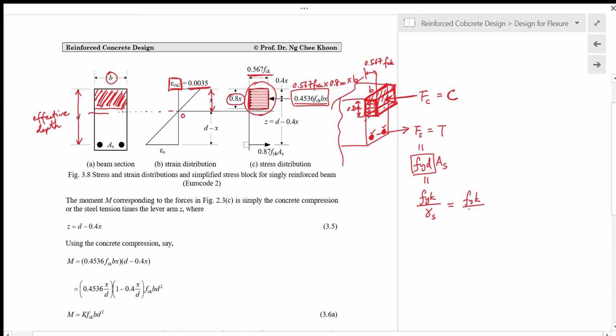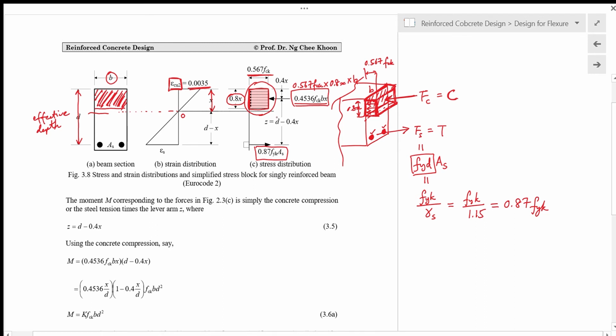So this is equal to Fyk divided by 1.15, so it is 0.87 Fyk. Okay, so meaning that Fyd times As will be equal to 0.87 Fyk As. So that is the basis of all the symbols that we have used in our design calculation.